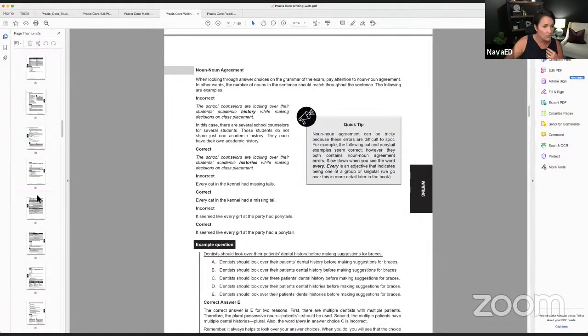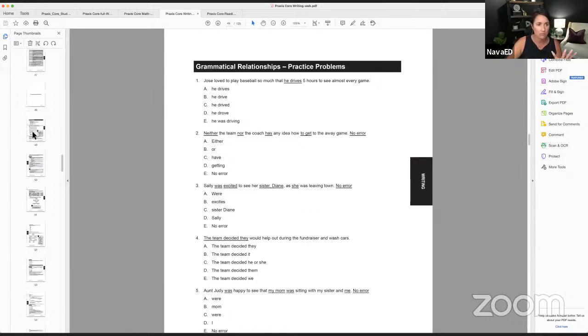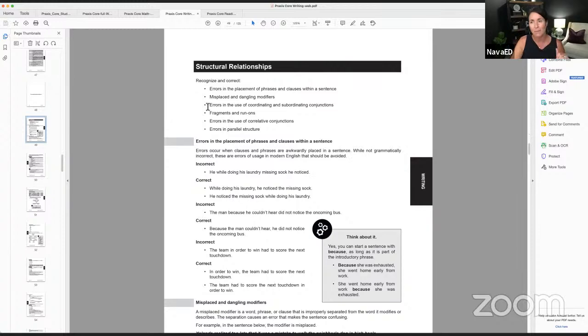And then when you scroll down, there are 10 practice problems just for that. All of these here are just about grammatical relationships. This will help you focus your skills. All right, this is really important. No other book does this, by the way. We're the only one that does this from what I know. I could be wrong on that one, but I'm going to go with it.